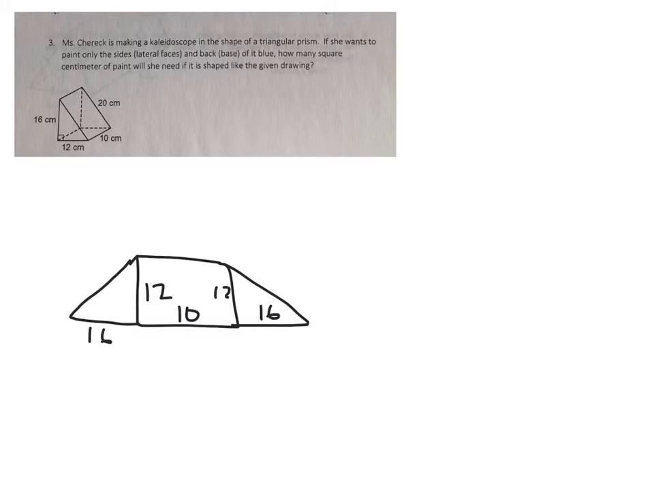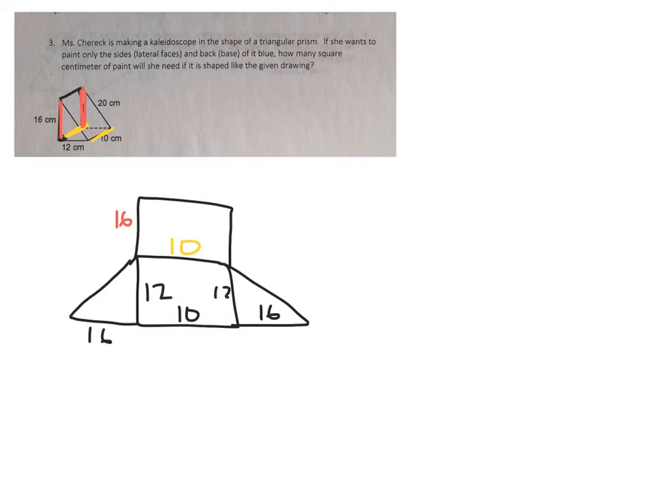Okay, and now we have two rectangles. One of them is back here. So let's talk about that one first. Our bottom, or our base here, would be the same as this base here, so it's going to be 10. And then our height is going to be the same as that side, which will be 16.